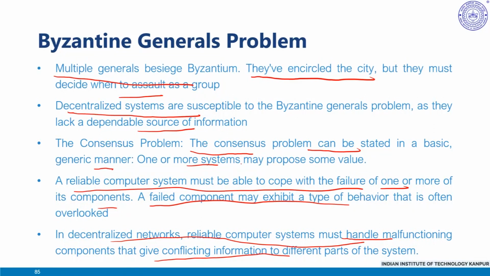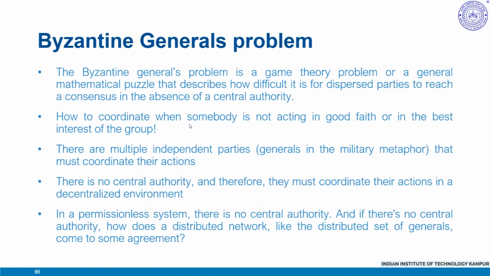This situation can be expressed abstractly in terms of a group of generals of the Byzantine army camped with their troops around the enemy city and communicating only by messenger, and the generals must agree upon a common battle plan. However, one or more of them may be traitors who will try to confuse the others. The problem is to find an algorithm or a system of coordination to ensure that loyal generals will reach an agreement. So let us summarize this Byzantine generals problem.